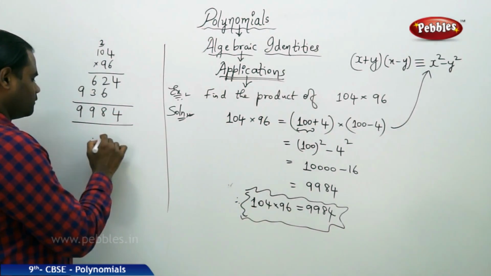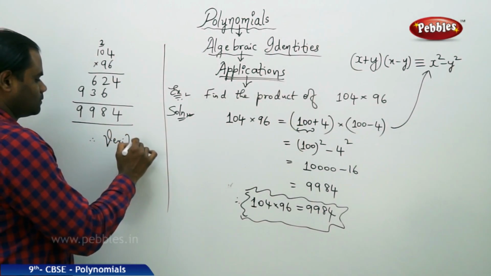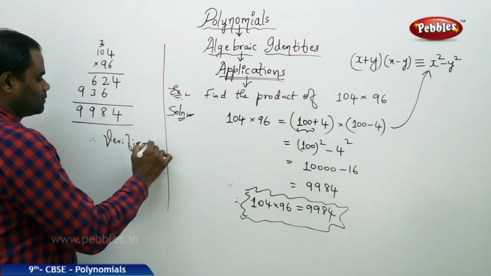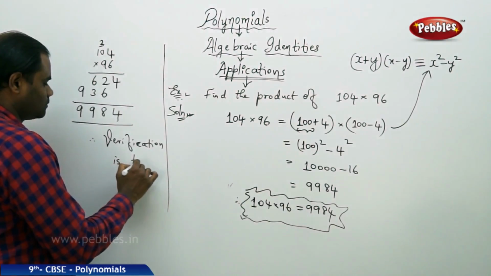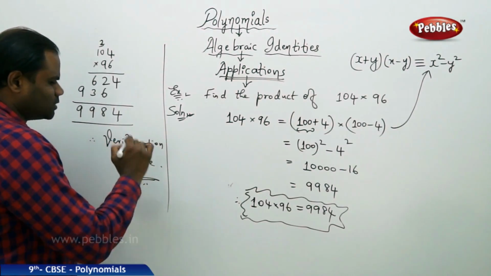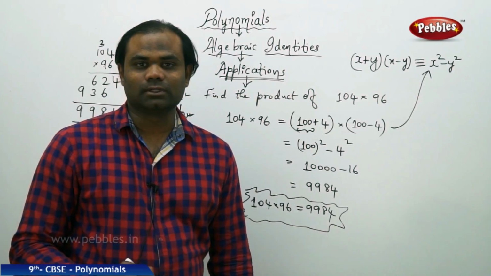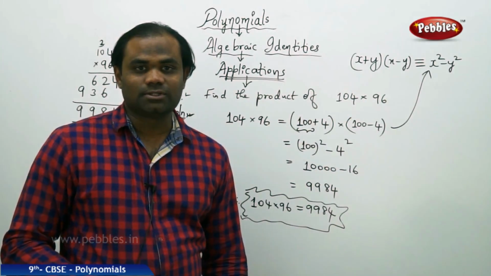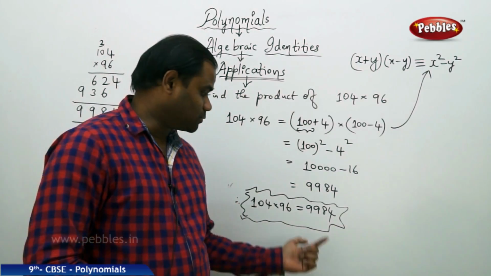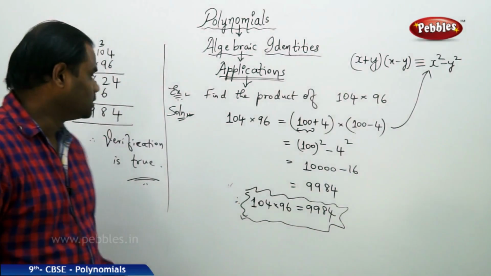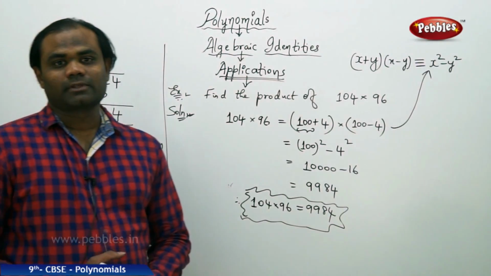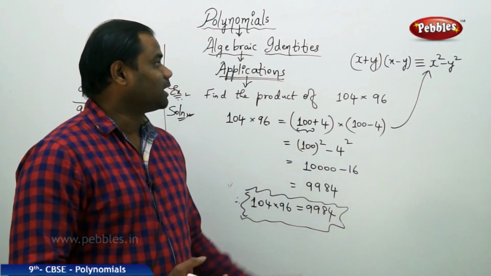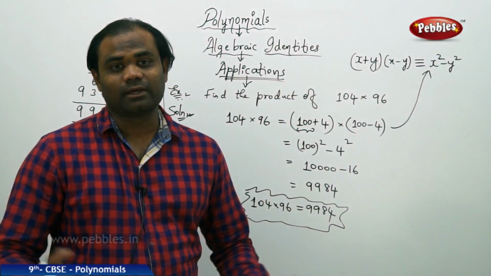Therefore, verification is true, is what I make the learning outcome. The learning of the product of two numbers using algebraic identity is very much true as compared to the general multiplication. Applications of algebraic identities in real life.